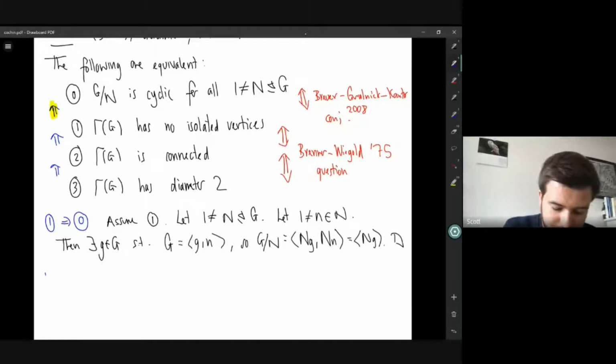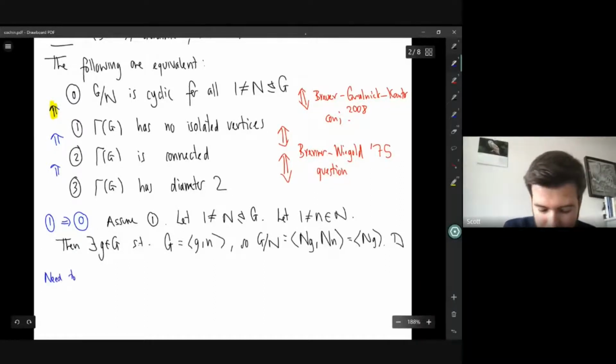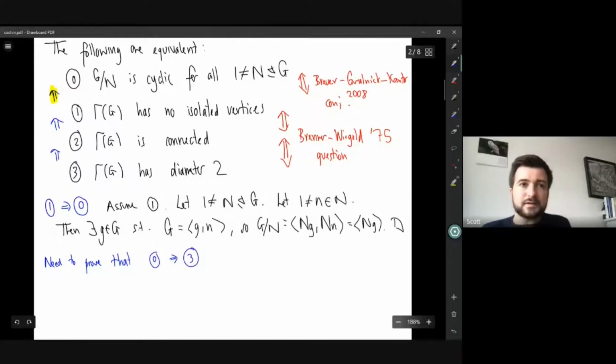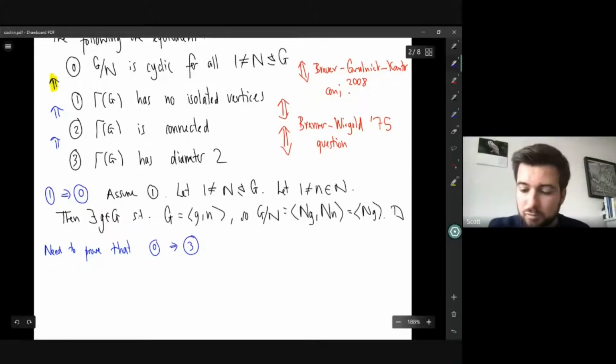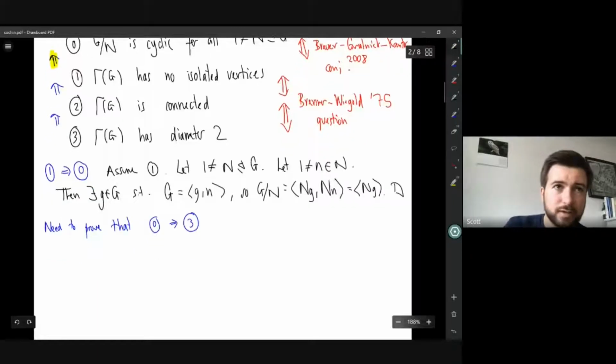3. So need to prove that 0 implies 3. And so we're proving that for a particular class of groups, the groups that satisfy 0, that they all have this graph theoretic property 3. So I'll tell you the 3 steps in proving this, and then I'll say very little more.